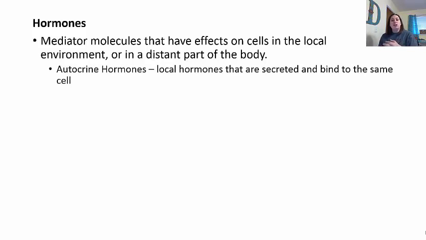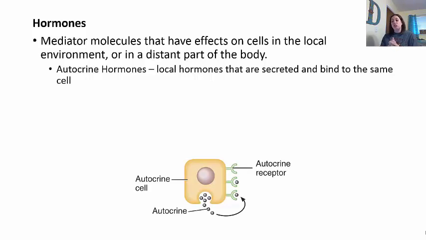So we first see here that we have the autocrine hormones. Autocrine, auto means self. So this is going to be a local hormone that's secreted from a cell, but it's going to bind to the same cell. So if you look at the picture here, which is found in your textbook, page 618, you will see that this cell released the hormone, and it has the receptor, so it's going to act on itself. Okay, that's where the auto comes from. So this is an autocrine hormone.